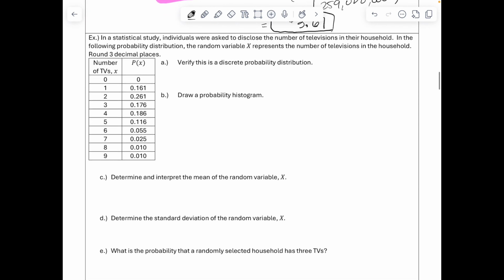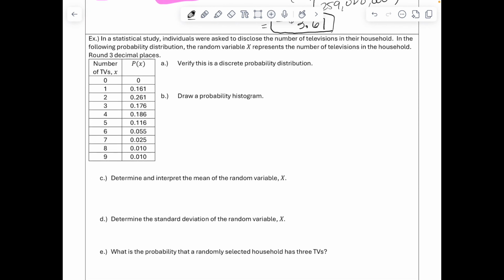The example right below says, in a statistical study, individuals were asked to disclose the number of televisions that they had in their household. In the following probability distribution, the random variable x represents the number of TVs in the household. Part A says verify that this is a discrete probability distribution, which again, you have three things to check. First one is that x, which is our first column, is a numerical random variable. The second thing is that the sum of all the probabilities, adding up our second column here. When you do this, you actually get 1, which is what we want.